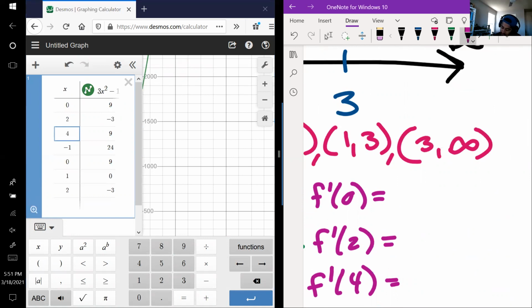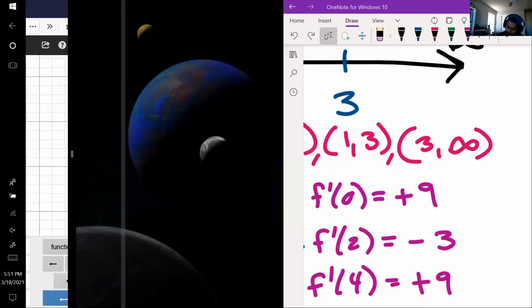So this means at 0, we get a positive 9. So I'm going to put the sign there for a reason. We get a positive 9. At 2, we get a -3. And at 4, we get a positive 9. Okay. So the reason I'm putting those signs there is it's going to tell us on our sign chart what intervals we are increasing on and decreasing on. So we really don't care about the numbers. We only care about the sign of the number, whether it's positive or negative. Okay, now back to the notes.